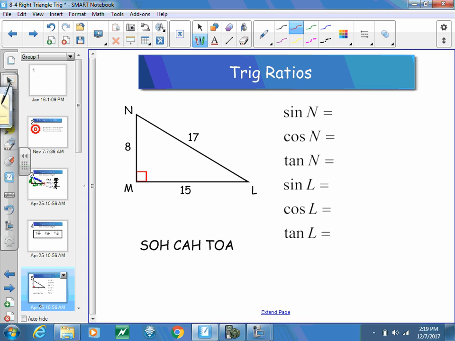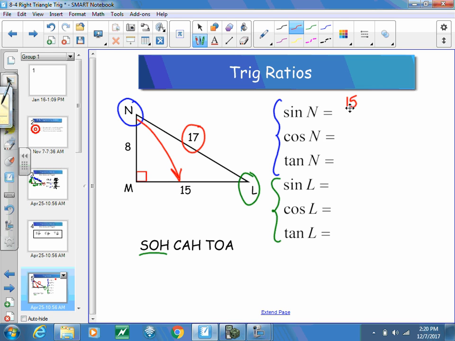So what I'm going to do here is give us a right triangle that has all three sides to it, and we're going to find the 6 trigonometric ratios that can go with this triangle. Notice that the first 3 are dealing with angle N, and the second grouping of 3 are all referring to angle L. So the sine of angle N, we're talking about the opposite over the hypotenuse. The opposite leg to angle N is going to be 15. The hypotenuse is 17. So its ratio is 15 over 17.